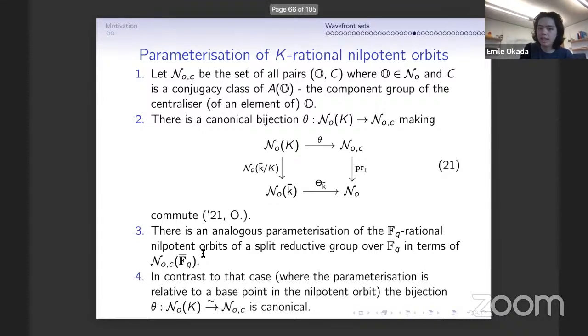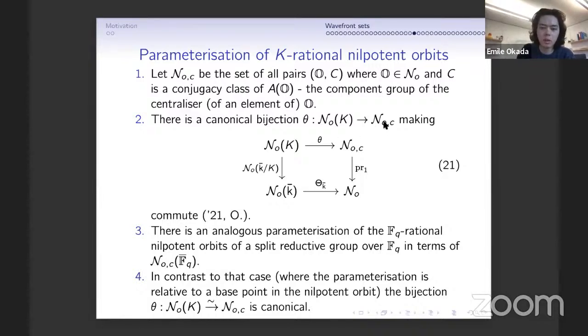But this parameterization differs from that parameterization in the sense that it's canonical. So in this case here, in the F_q case, you need to choose a base point, and then the parameterization is relative to that base point. So the trivial conjugacy class corresponds to your chosen base point, and then other conjugacy classes are sort of like paths to other ones. It's relative to that. But this bijection is completely canonical, so it doesn't require a choice of base point, and the trivial conjugacy class always corresponds to a particular unramified orbit.